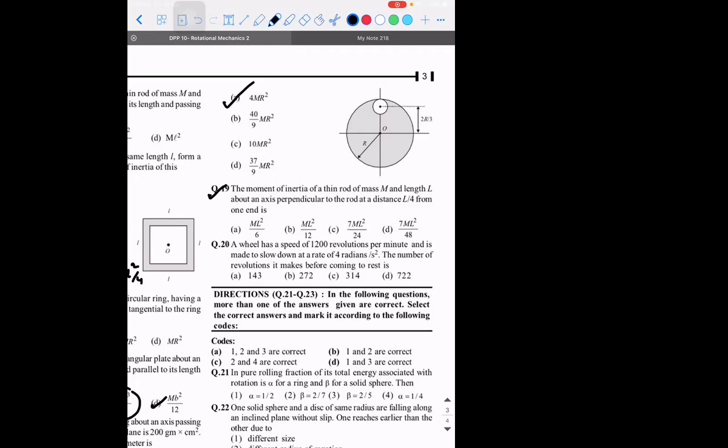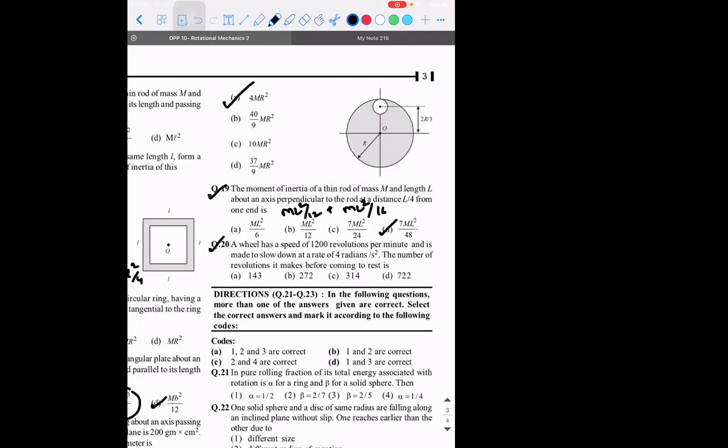The moment of inertia of a thin rod of mass m and length L about an axis perpendicular to the rod at a distance L by 4 from one of the ends. ML² by 12 plus ML² by 16. So LCM will be 48. So 7ML² by 48 is the answer. I applied the parallel axis theorem.